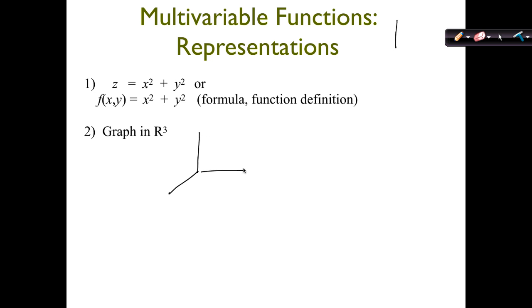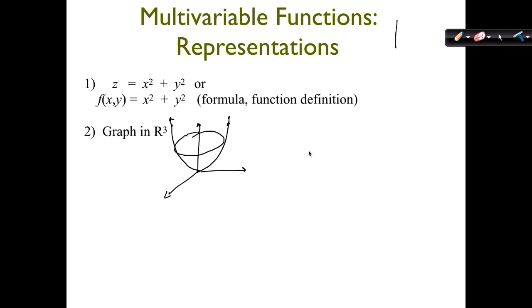What's the vertex? Which way does it open? Is it elliptical or circular? Circular, opens upwards. Vertex is at zero. Best paraboloid I've drawn all day. All right, so that's the second.